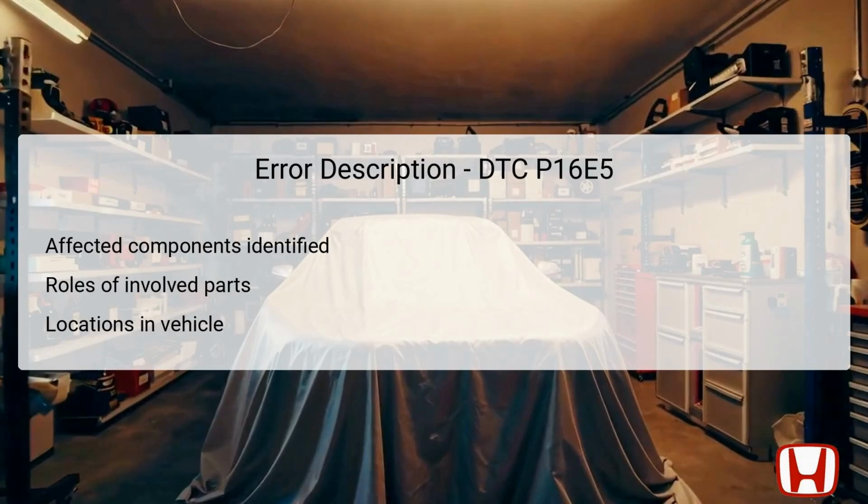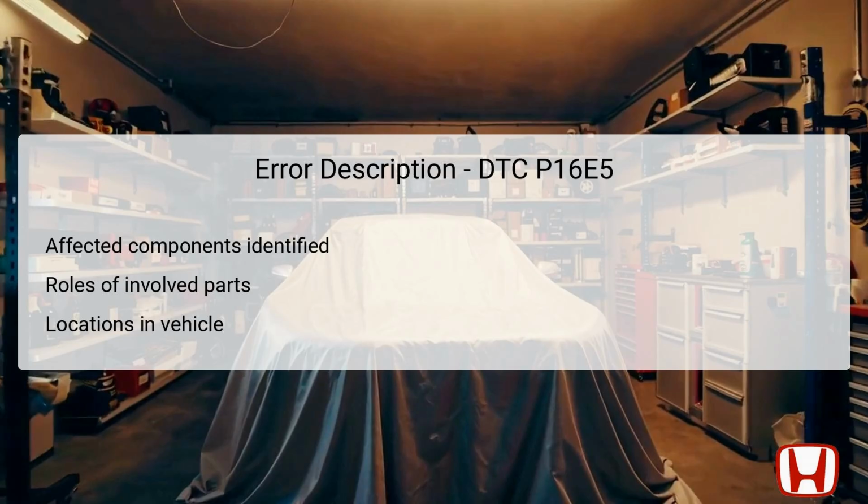The DTC P16E5 error implicates several key components in the vehicle's electrical system. The Powertrain Control Module, PCM, is responsible for controlling engine functions and receiving vital information from other components. The DC-DC converter is crucial for converting the voltage from the vehicle's battery to a usable form for various electronic units. In some cases, the LIN, Local Interconnect Network, also encompasses the 12-volt battery sensor, which detects the battery levels and communicates this information to the PCM.